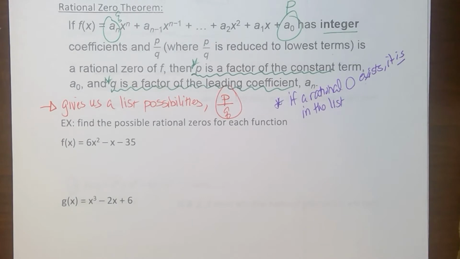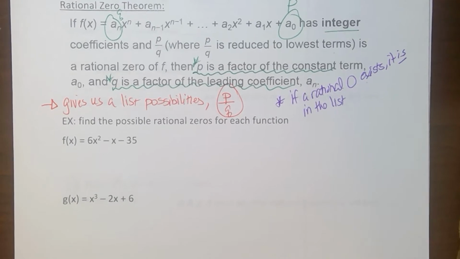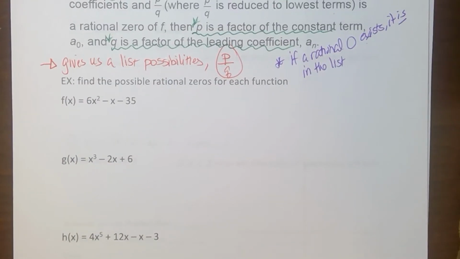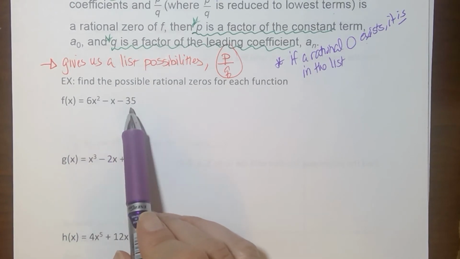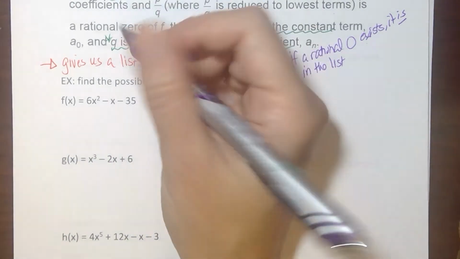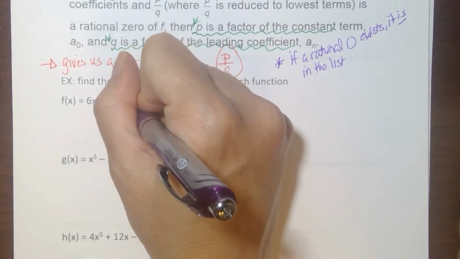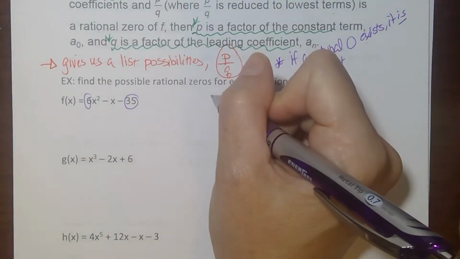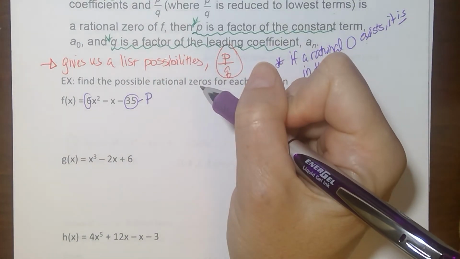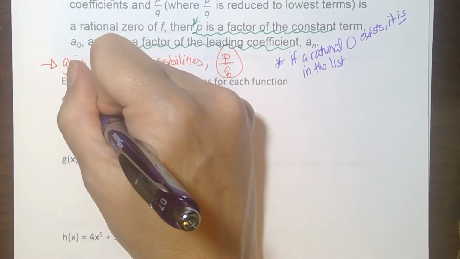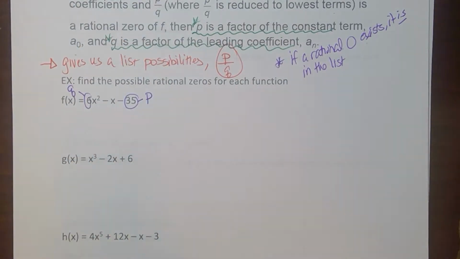All right, for example, we have some examples to come up with our list of possibilities P over Q. We're going to find the possible rational zeros for each of these 3 functions. My first function, f of x, equals 6x squared minus x minus 35. I'm only interested in the constant and the leading coefficient. The constant is where I find my values for P, the numerator, and the leading coefficient is where I find my values for Q, the denominator.